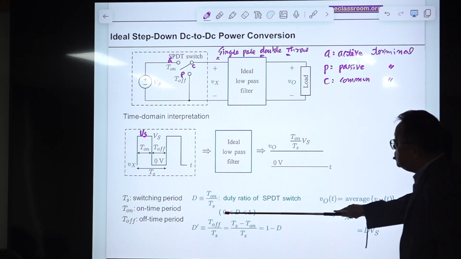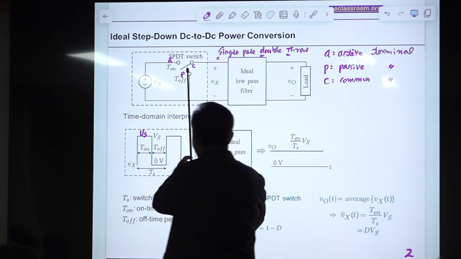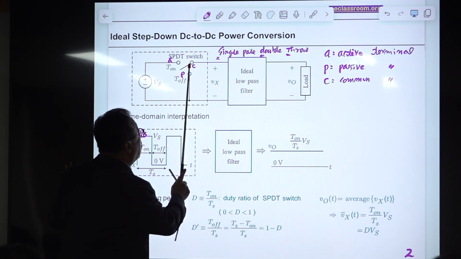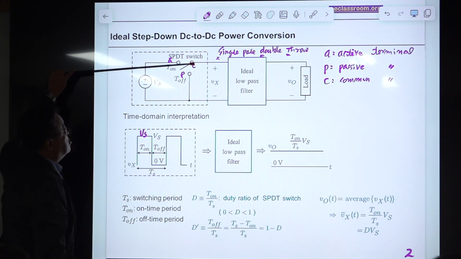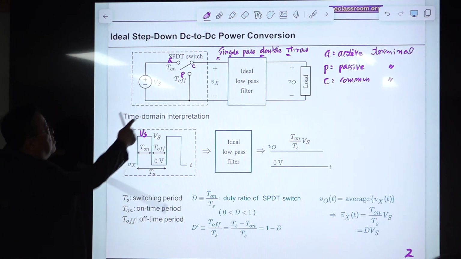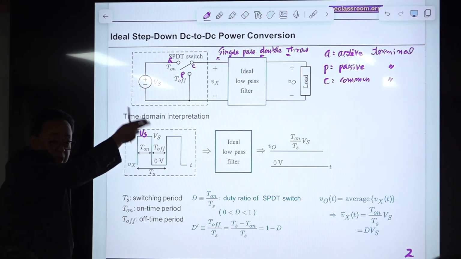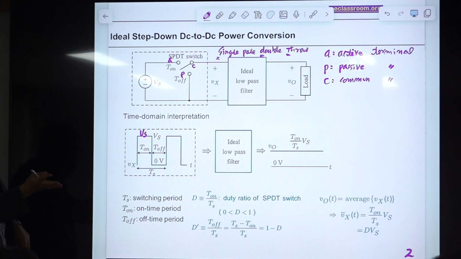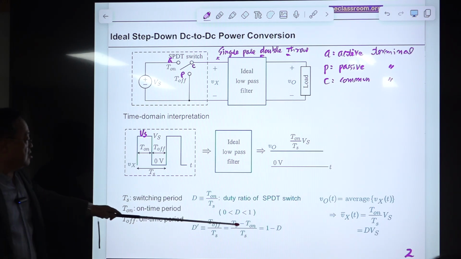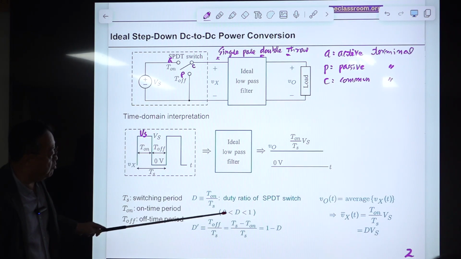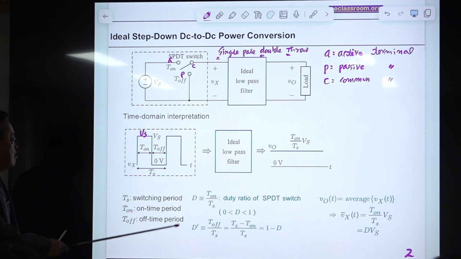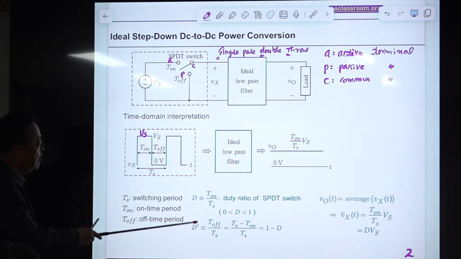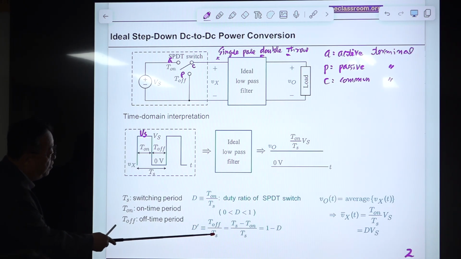Okay? If this is 0, this switch is connected to this pole all the time during the Ts, and if this is 1, then the switch is connected to this. But then this circuit is not working as the DC to DC converter. For the function of the DC to DC conversion, this D should be some number in between these two extreme numbers. And this is defined as D, and the D prime is this one.